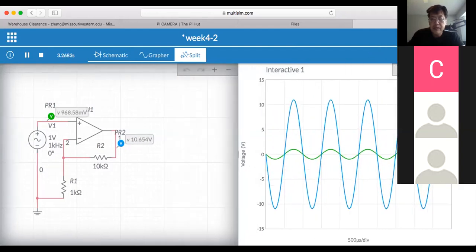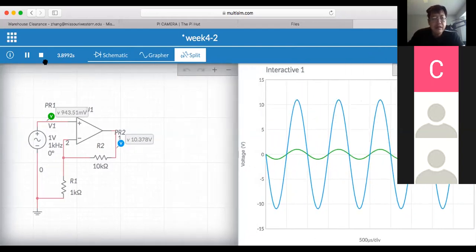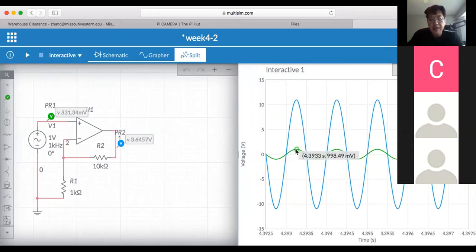All right, that's a little bit better. So let's stop the simulation. So that's my input. And that's my output, which is 11 times bigger. If you look at the inputs and outputs, they are perfectly identical. So that means no distortion. Everything is perfect. Your input is small, output is perfect and big and strong.